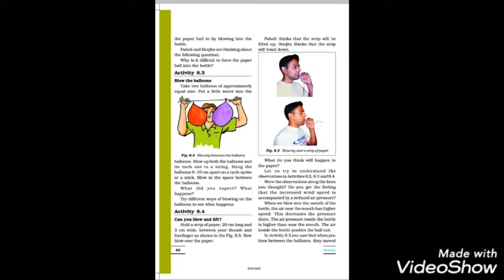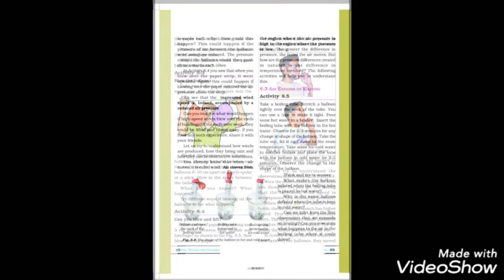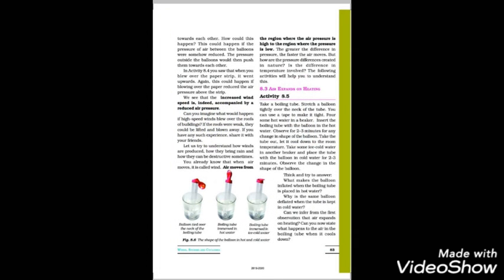Can you imagine what would happen if high-speed winds blew over the roofs of buildings? If the roofs were weak, they could be lifted and blown away. If you have any such experience, share it with your friends. Let us try to understand how winds are produced, how they bring rain, and how they can be destructive to us. You have seen winds are very much destructive. They can destroy so many things through storms and cyclones. That is winds in their destructive form.